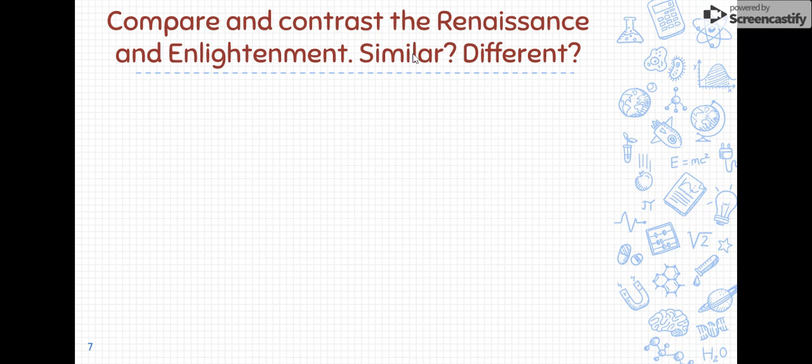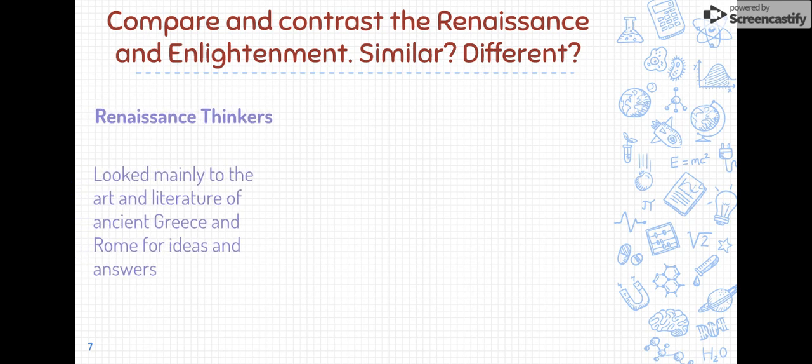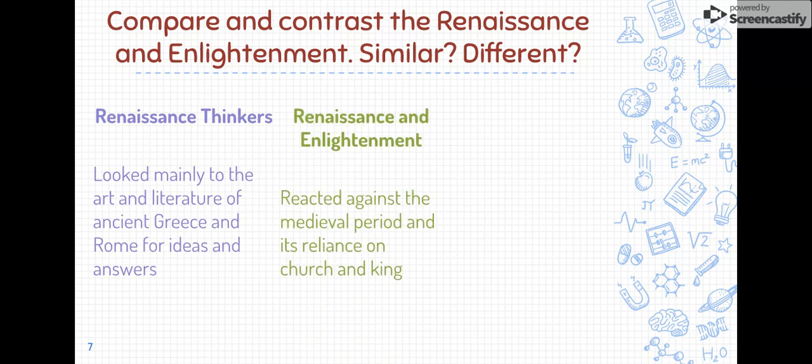Compare and contrast the Renaissance and the Enlightenment. How are they similar? How are they different? Okay, Renaissance thinkers looked mainly to the art and literature of ancient Greece and Rome for the ideas and answers. So they looked back towards ancient Greece and Rome for their answers, and they looked towards the literature and the art from those periods. The Renaissance and the Enlightenment are similar in that it's a reaction against the medieval period and its reliance on the church and king.